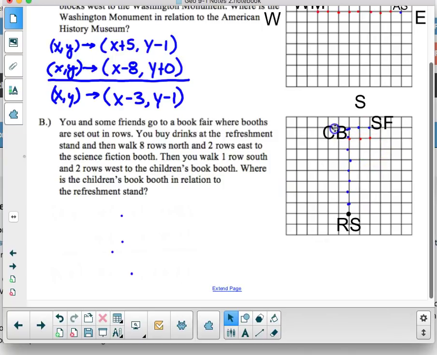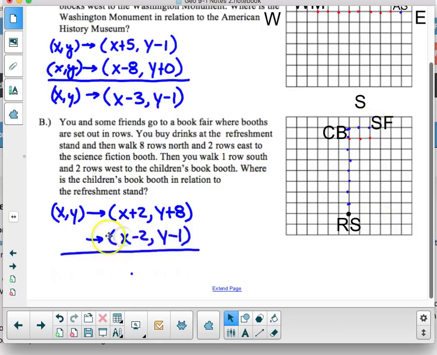Okay, that's where we are when you finally have that red spot. Now, these are the 2 directions. We just went 2 and then 8, right? And then we did the children's book booth, which was -2, down 1. Now, where are we? We're at 1, 2, 3, 4, 5, 6, 7 away. Okay, well, this is 0, and we're 7 units away. So hopefully that's what you got for your final spot.